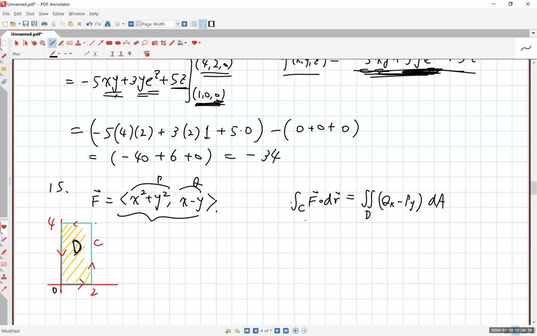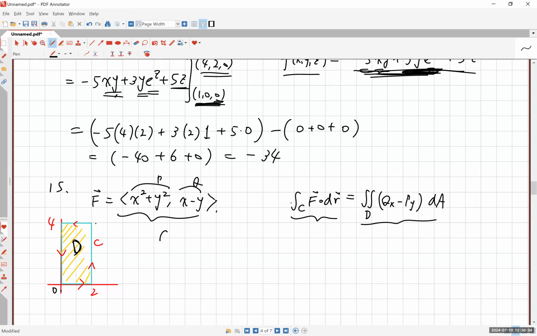See, the thing is, this is a line integral. This only has to do with the boundary. And this has to do with a double integral. That is the inside that you're integrating over the domain D, the two-dimensional domain D. So that's what Green's theorem says.